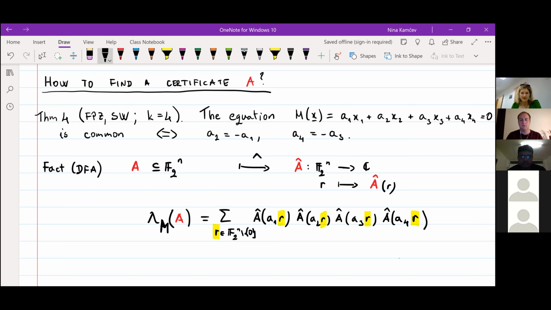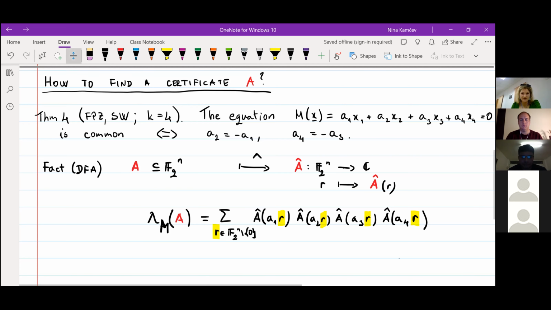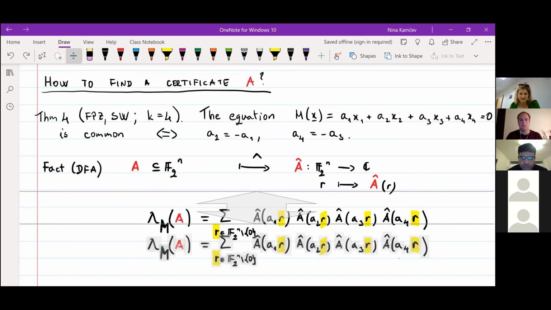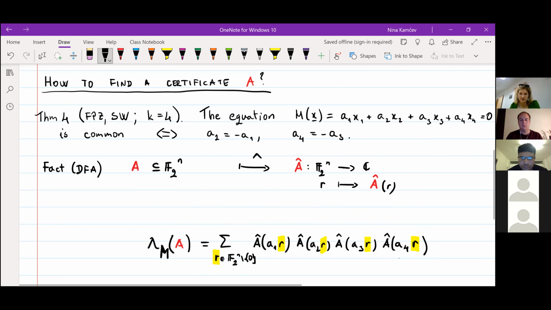Another important property of Fourier coefficients that we use is conjugation. The way this transformation acts on minus R is that it just conjugates A hat of R. This just comes out of the definition, and these two are the only properties of the Fourier transform that we're going to use.